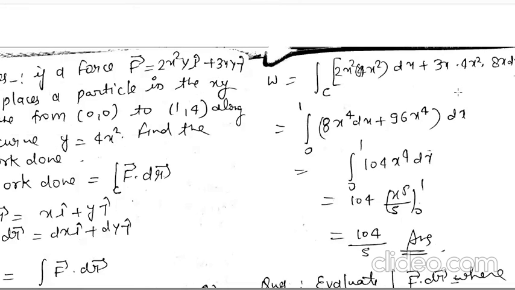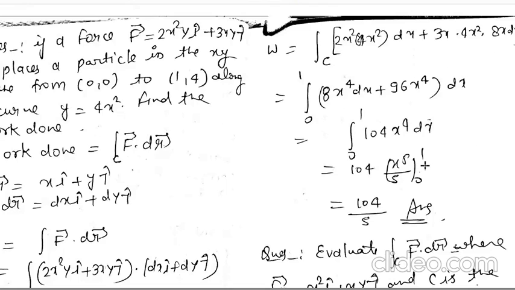So 0 to 1, 8x to the power 4 dx plus this one. That means the whole integration is in the one variable x here. Just integrating with respect to x, then this is your final answer. Suppose if a curve is given, whatever is given, you need to convert your whole integration into one variable, because this is a line integral and the limit is given, x is here, so 0 to 1, right?